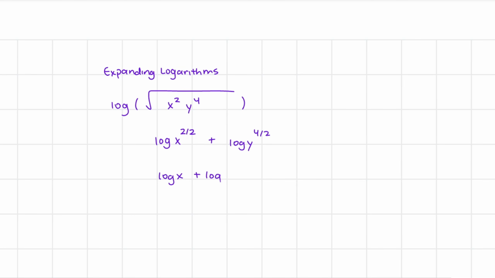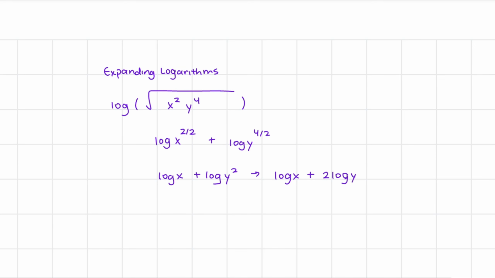So let's say we had log of the square root of x squared y to the power of 4. This would be log x plus log y to the power of 4 over 2, and that's equal to log x plus log y to the power of 2, which is equal to log x plus 2 log y.